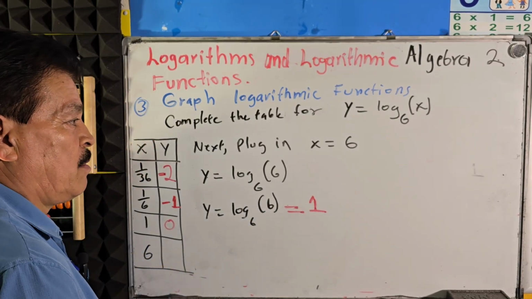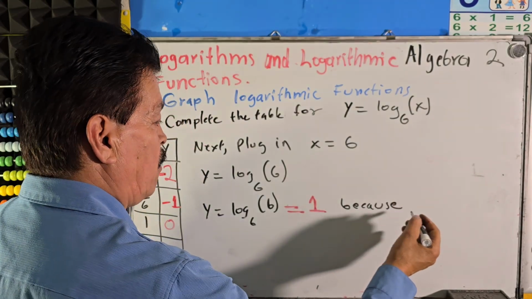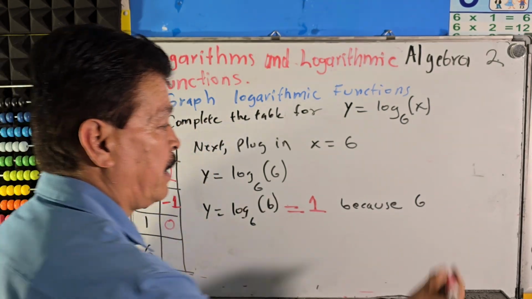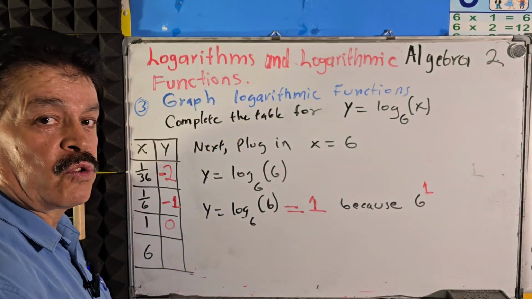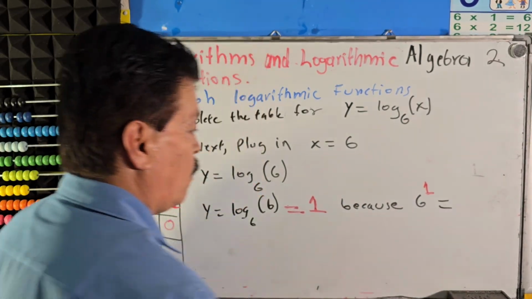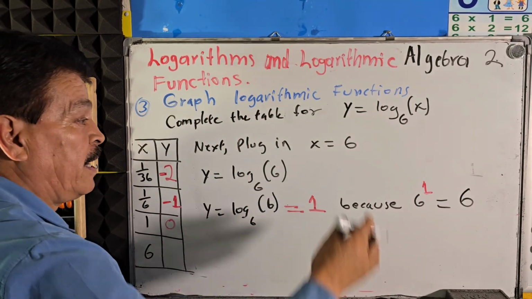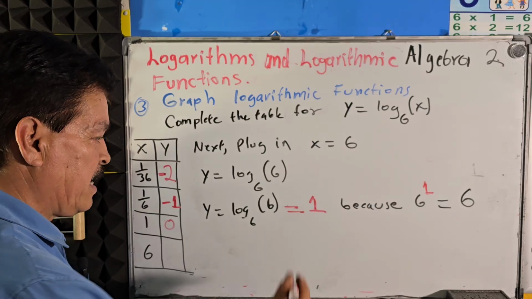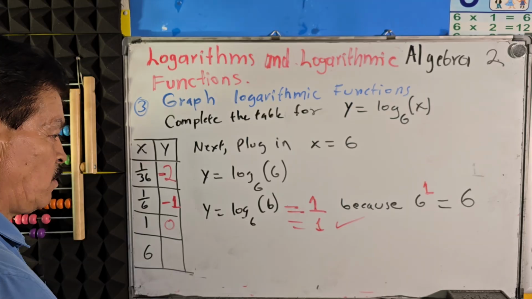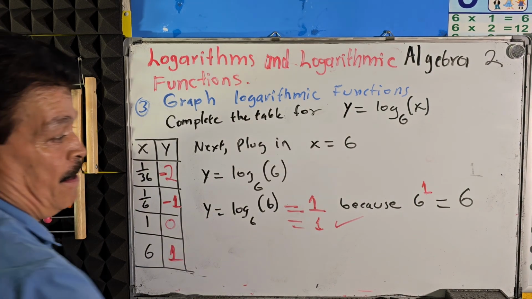Exactly 1, because you have 6 to the 1 power, which equals 6. All right. So our conclusion here, therefore, this equals 1, right? So we have to write the table right here. Write the table. Okay. Clear, right?